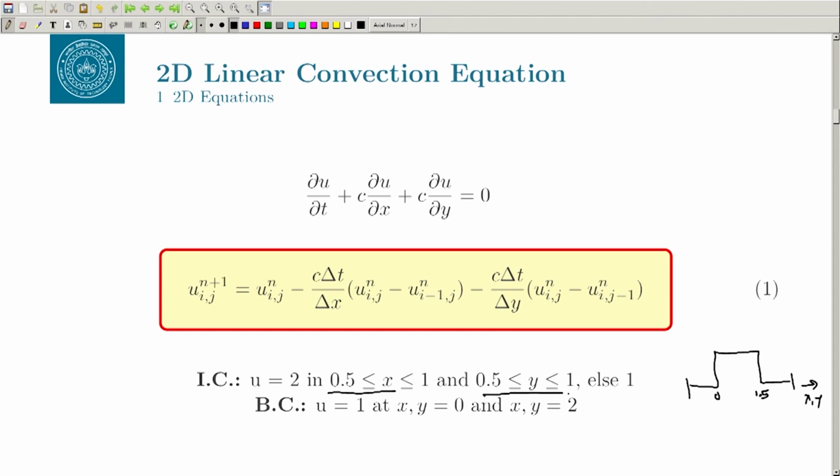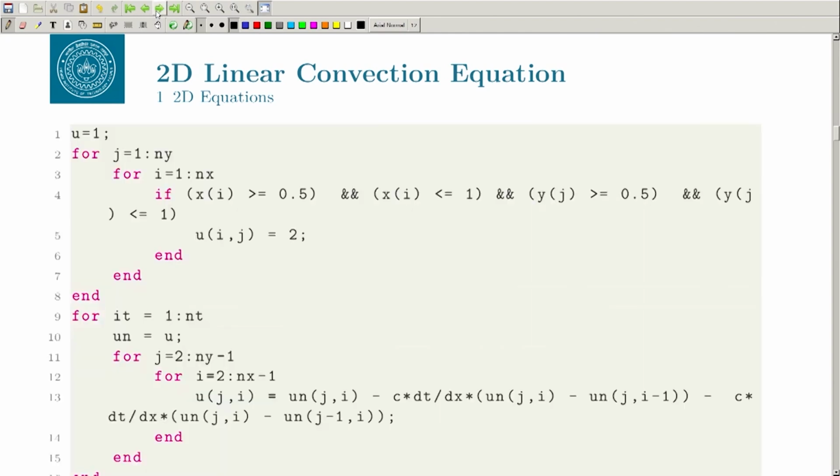That is what we have done in both x as well as y, and for the boundary conditions also we are using u equal to 1 at x equal to 0 and x equal to 2, and y equal to 0 and y equal to 2. Okay. So, on all sides, whether it is x equal to 0 and x equal to 2, or y equal to 0 and y equal to 2, we are having the same value of u equal to 1. Now, it is a 2D problem.